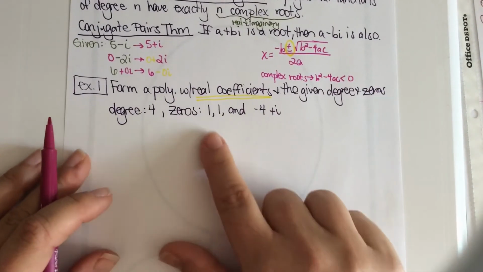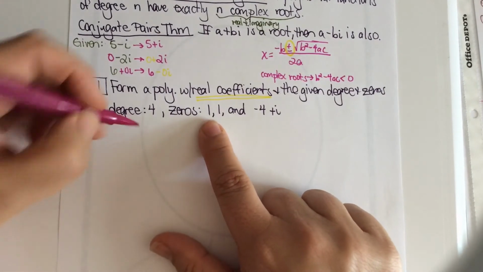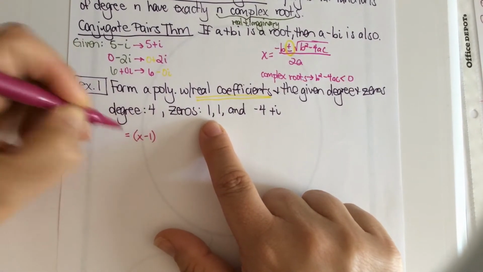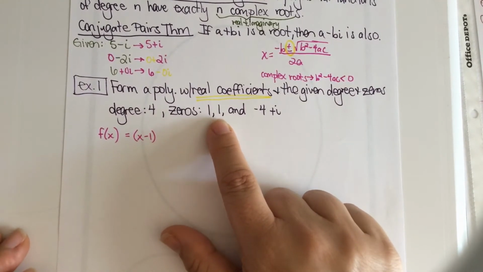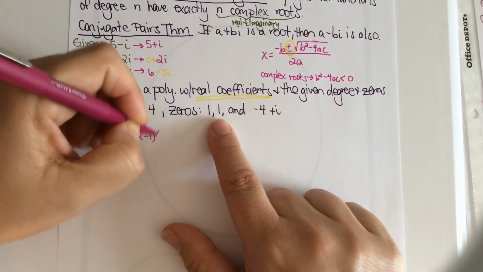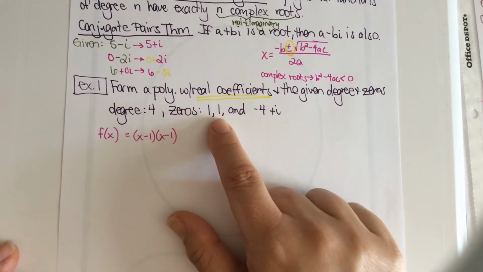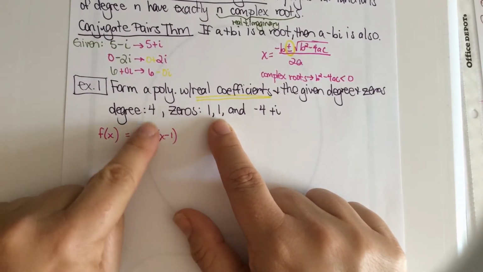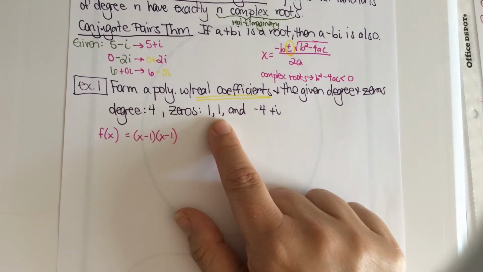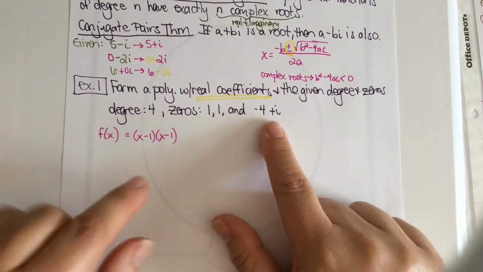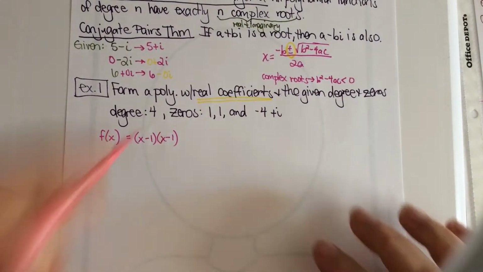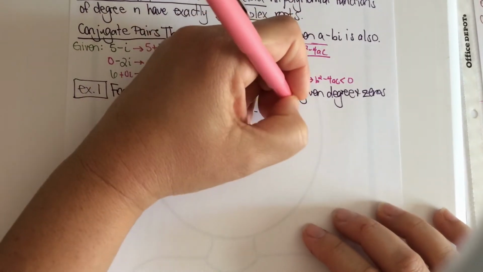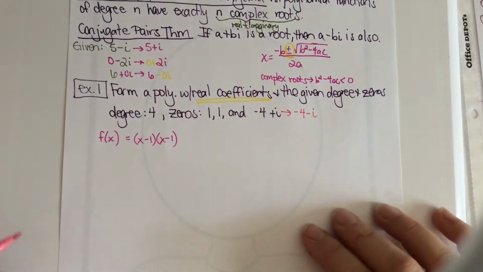All right, so here I go. I have 1, so I'm going to write x minus 1. I want to form a polynomial, so f of x equals. I have another 1. I'm going to write it separately because I have to FOIL this out eventually. You could write squared on the first one, but I have to FOIL it out, so sometimes it's easier to see them side by side. Now here's where I need to think about the conjugate pairs theorem. If -4 plus i is a 0, then -4 minus i is also a 0.